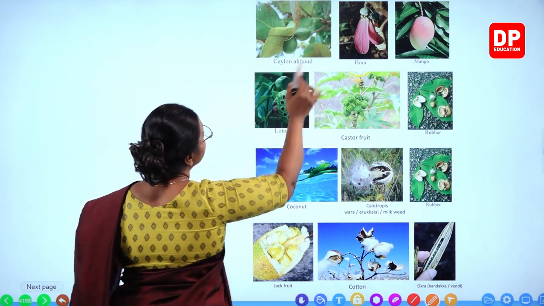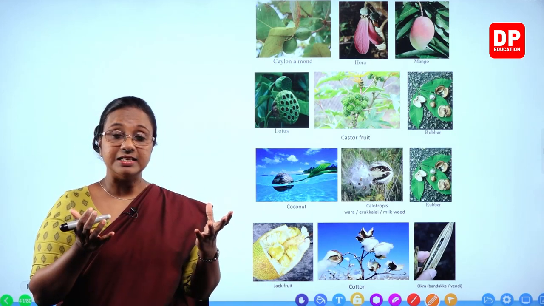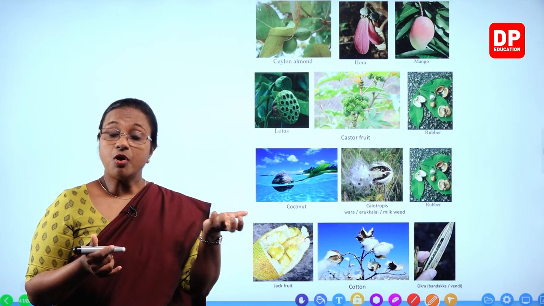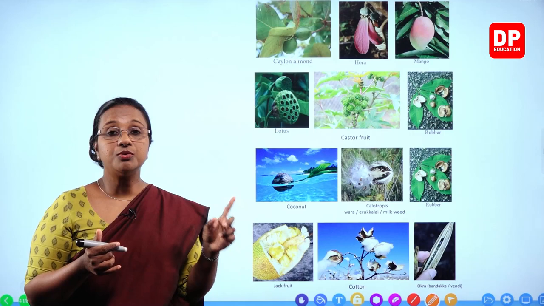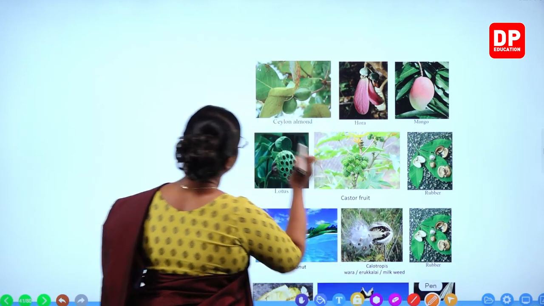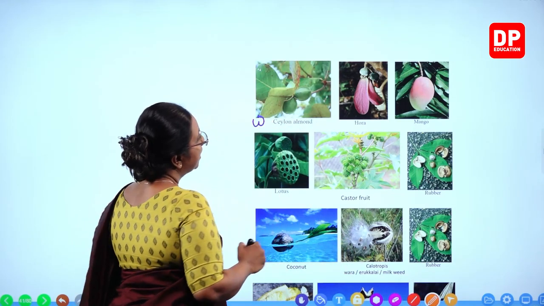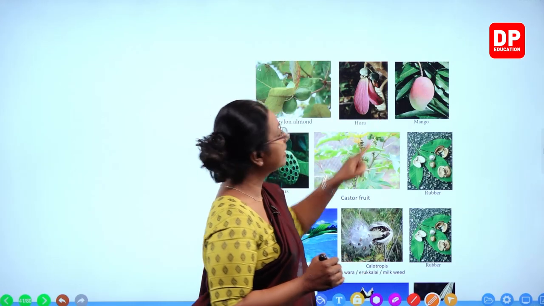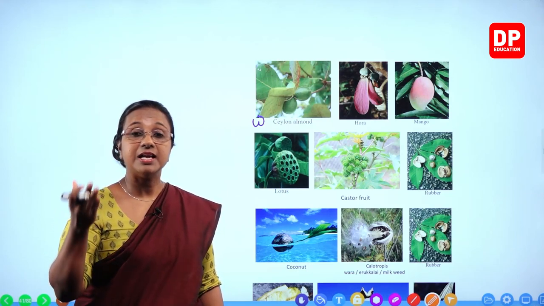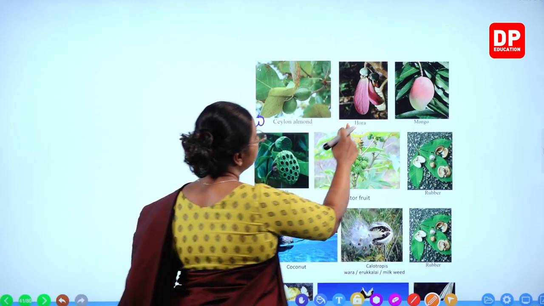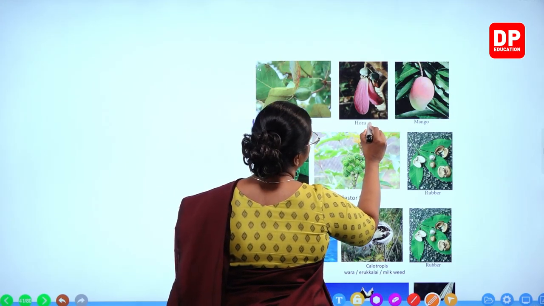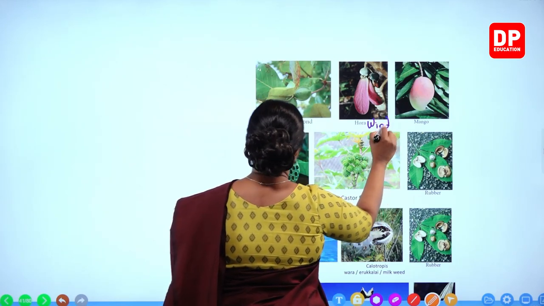Now you can see Ceylon almond. Normally it has a thick skin. Then inside it has a fiber-like structure and a very strong coated seed, because you all know they are dispersed by water. So the first one is by water. Then Hora, you can see these wing-like structures. From the adaptation that they show, you can easily identify how they are dispersed. You can see the wing-like structures, so it has to be by what? Wind. This is wind. This is water.